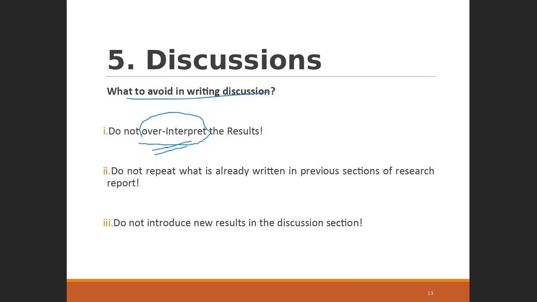Secondly, do not repeat what is already written in the previous sections of your research report. This is very, very important. Do not waste time restating your results. Simply copying the results and pasting them in your discussion is not nice. Look for different ways to express or report your findings. Simply copying something from your research problem, from objectives of research, from novelty section, and findings section of your research report, and pasting and arranging them together does not convey a good scholarly impression to the reader. So please avoid copying from previous sections in your discussion section.